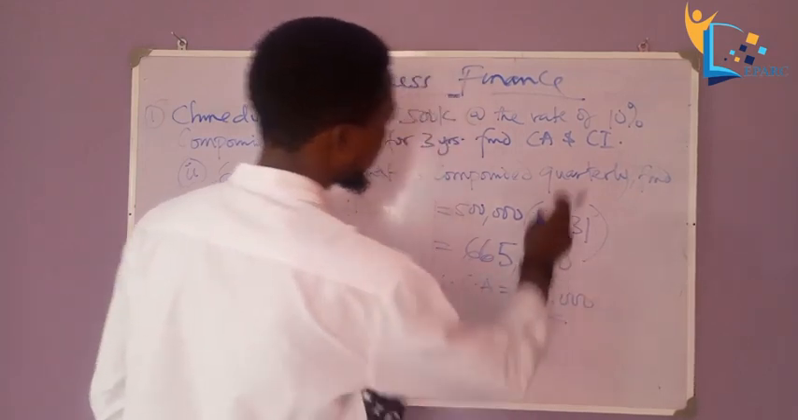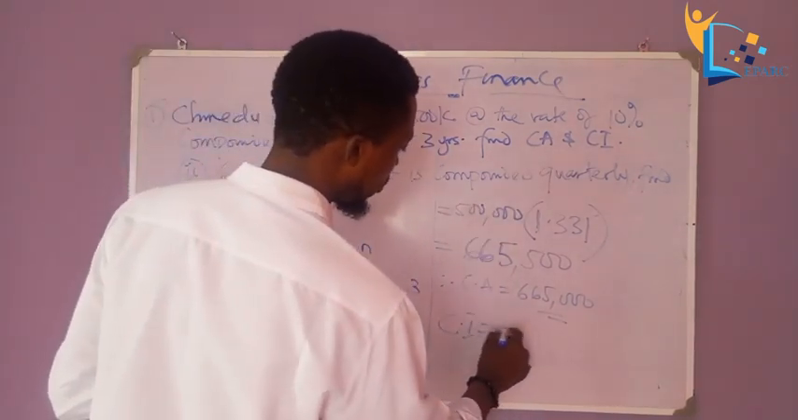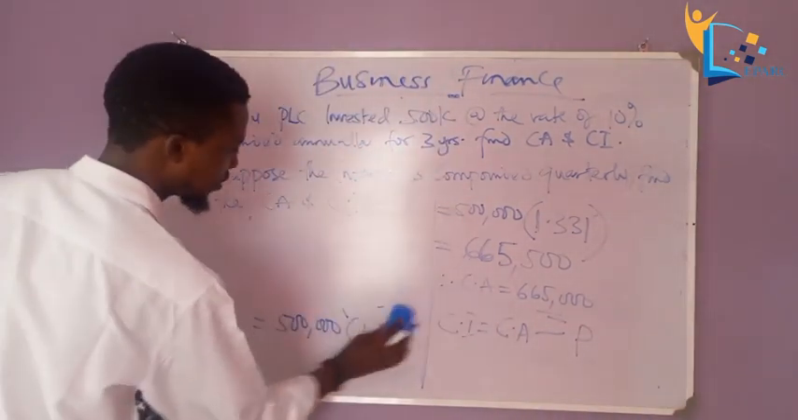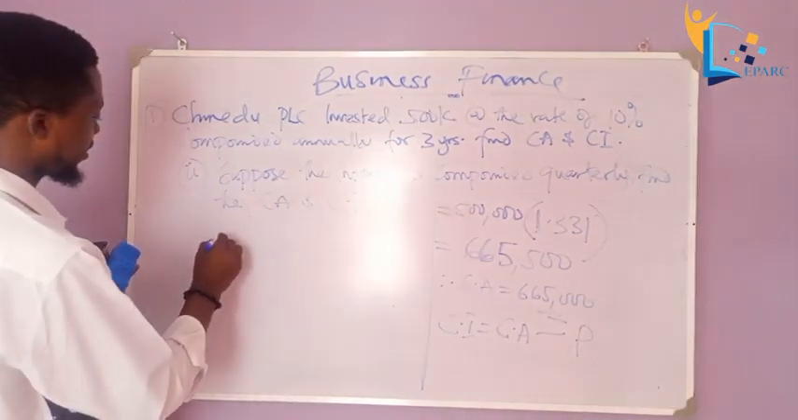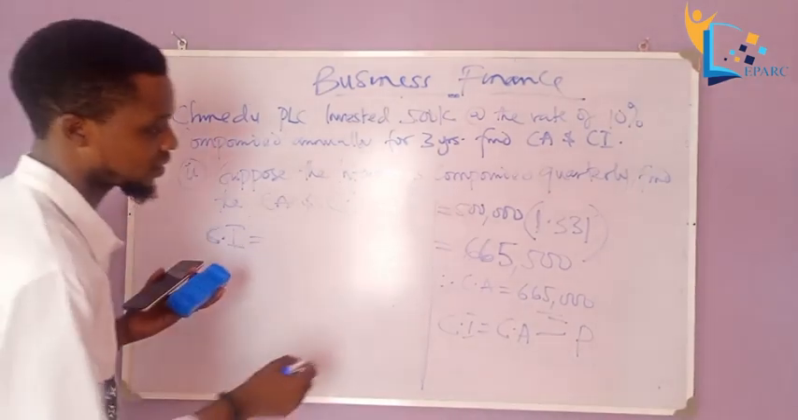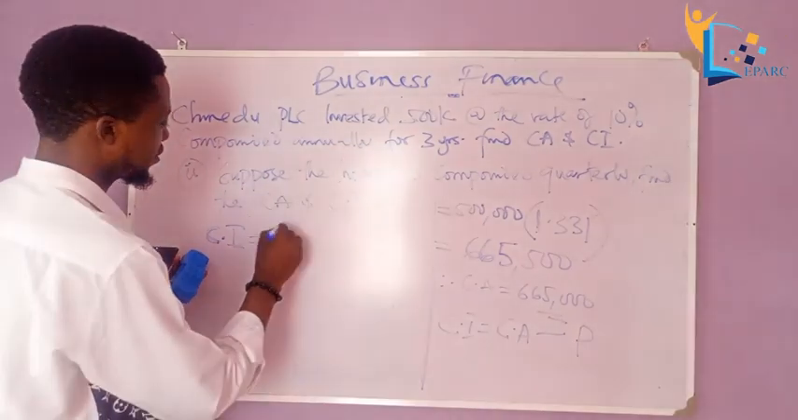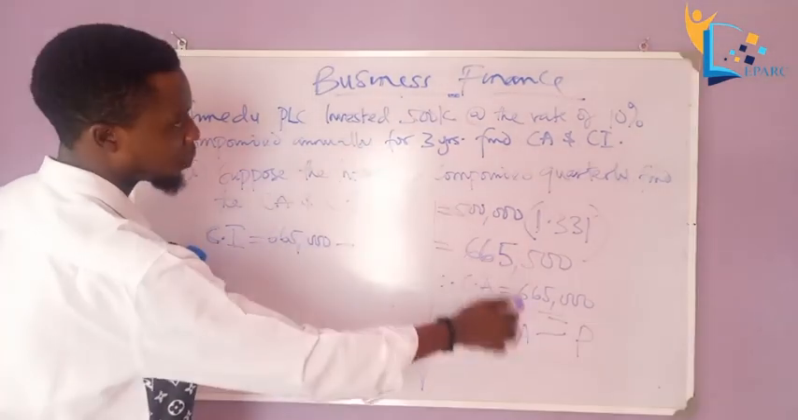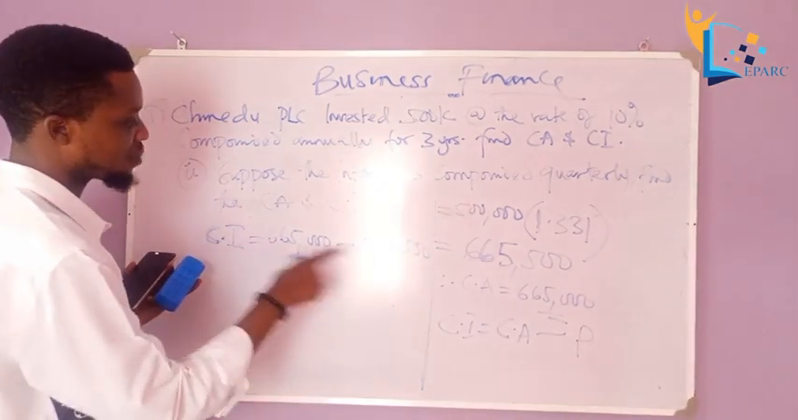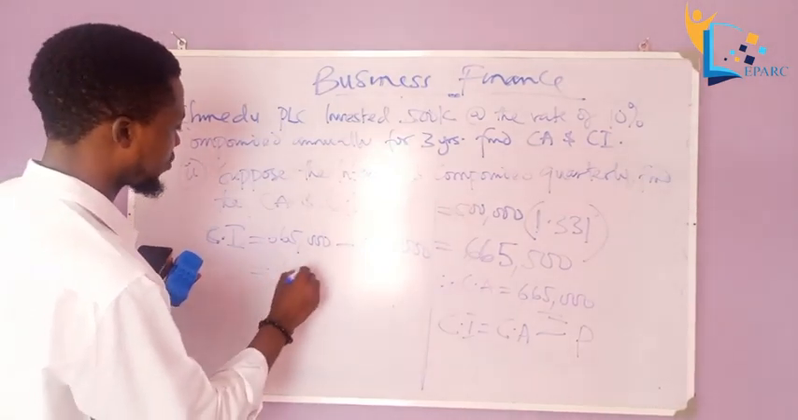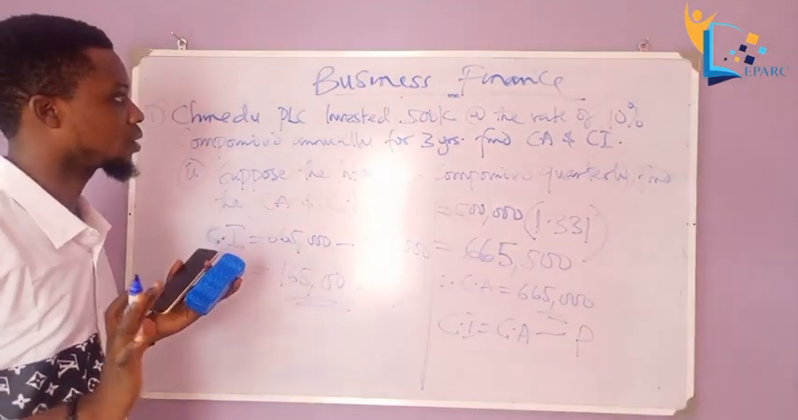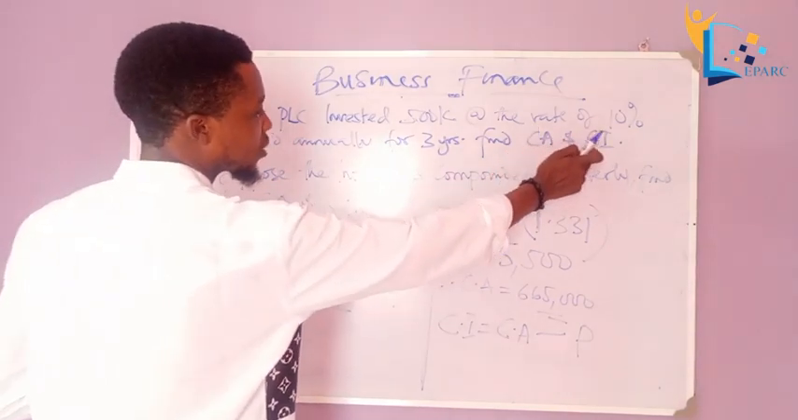So therefore CA, our compound amount, is equal to 665,000 naira. Okay, now CI will be equal to CA minus principal. CA is 665,000 minus our principal, 500,000. So 665,000 minus 500,000 will give us 165,000 naira. Simple. So we have solved for compound amount and compound interest.